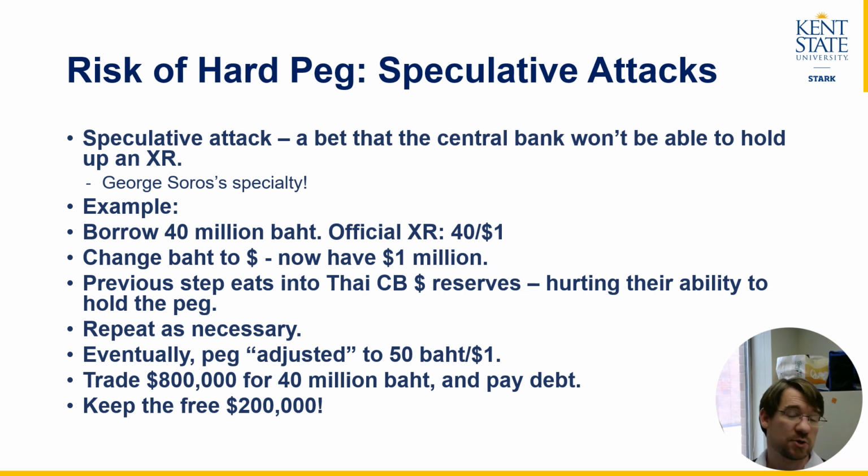It is simply a bet that the central bank won't be able to hold up an exchange rate. This was something that George Soros made a lot of money doing. I've heard it said that George Soros made all of his money just betting against central banks, and it turns out betting against central banks is a pretty good bet. Here's how this works. Say George Soros says, I think the Thai baht is going to lose value. The problem is he doesn't have any baht to sell and then invest in something else, so he's going to borrow a bunch. We're going to borrow 40 million baht. And let's say the official exchange rate at this point in time is 40 baht to the dollar.